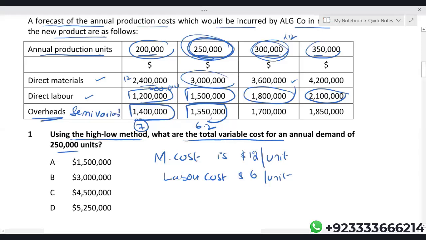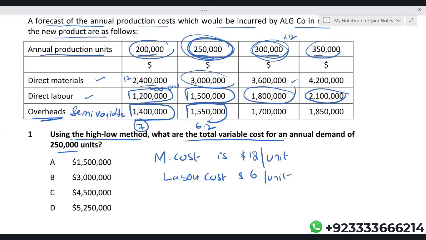Now, whenever you come across a semi-variable cost, how will you find out the portion of variable and the fixed cost? You have to use the high-low method. We use the high-low method to split the semi-variable cost into variable and fixed cost.